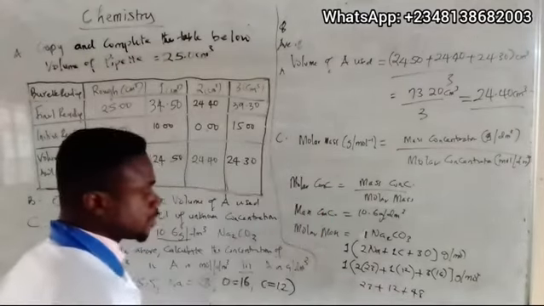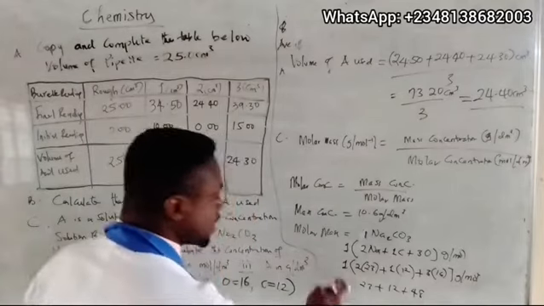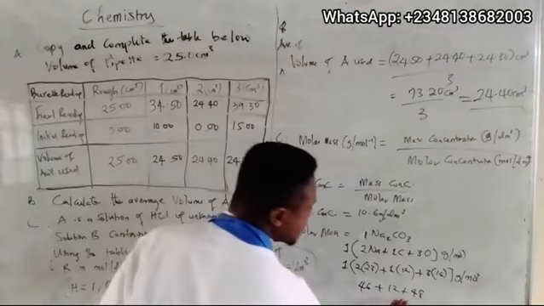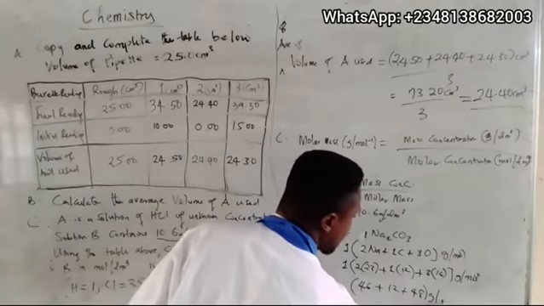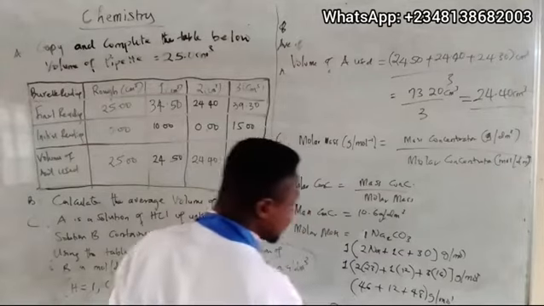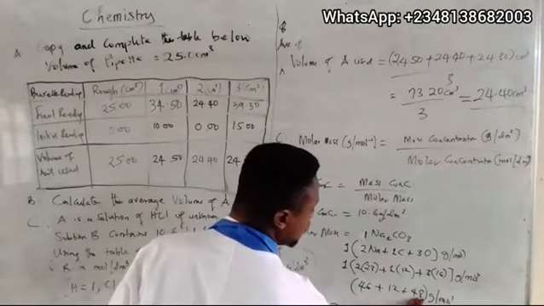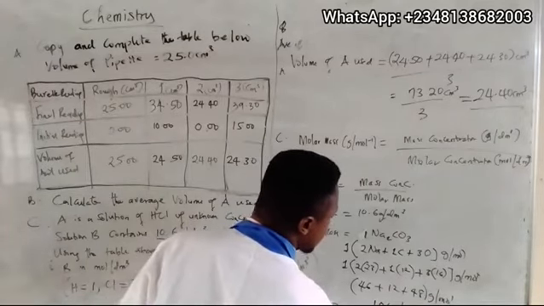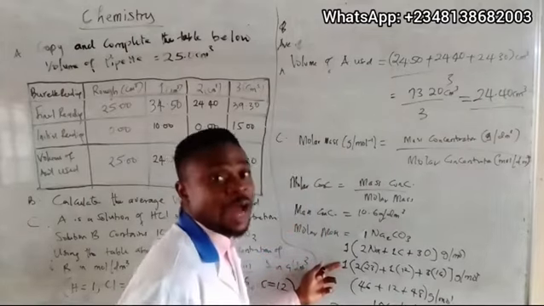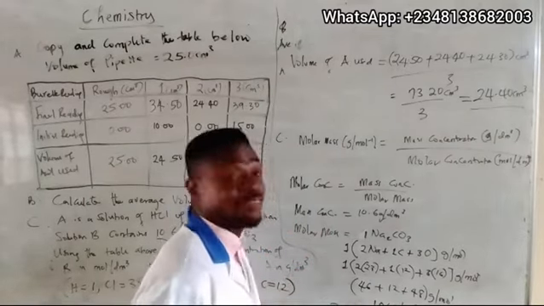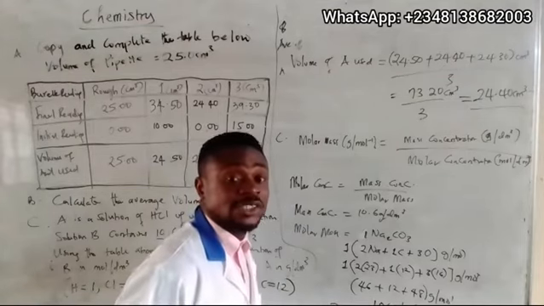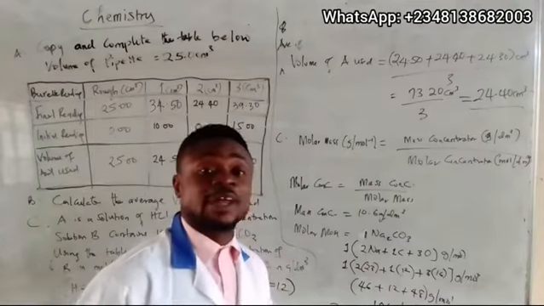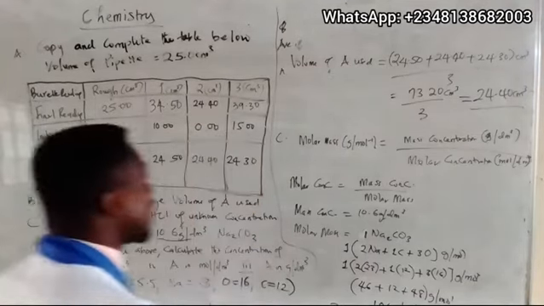If you add this up, it will give us 46 plus 12 plus 48: 46 plus 12 is 58, plus 48 is 106 gram per mole. Multiplying by 1 is insignificant here. So the answer is 106 gram per mole. So the molar mass of sodium trioxocarbonate(IV) is 106 gram per mole.